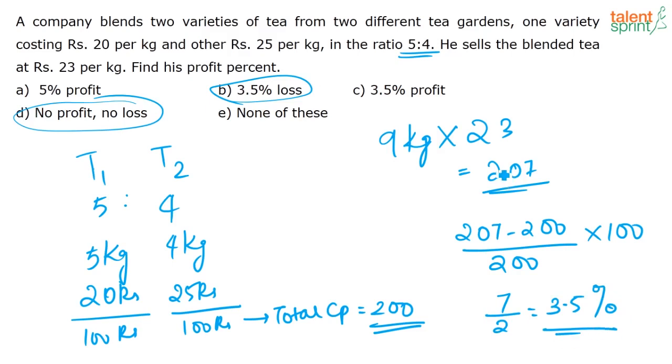See, when you get 207 itself, you know that it is not going to be 5% profit, but since there is none of these options, we have to still check what the correct answer is, and the correct answer is option C. Okay, so let's move on to the next question.